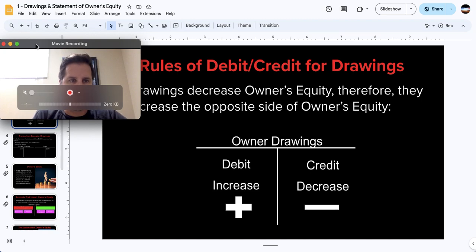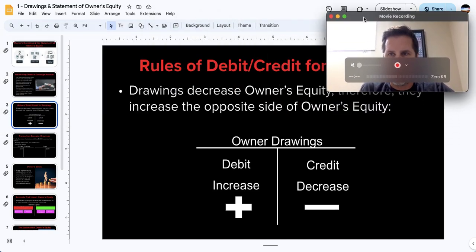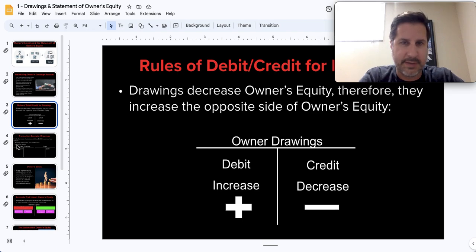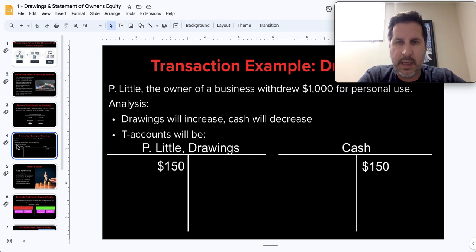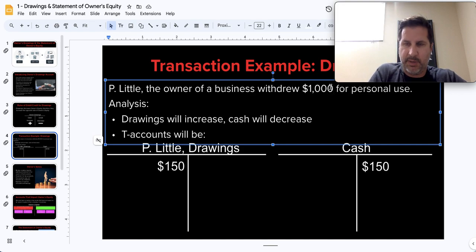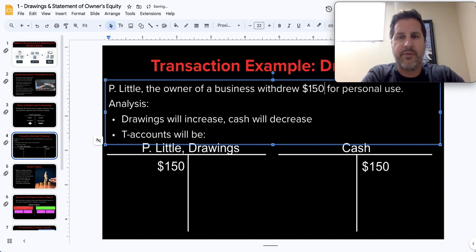Okay, so here's an example here, and I'll be moving my face around a little bit to see the slides. In this case, we had an owner who took out $1,000, but in my transaction it actually says 150. My bad. Just changed that on the fly. $150 for personal use. So our cash will decrease by $150, and then our drawings will increase because we're taking more drawings out, and that will make our capital lower. So it's going to be debit drawings 150, credit cash 150.